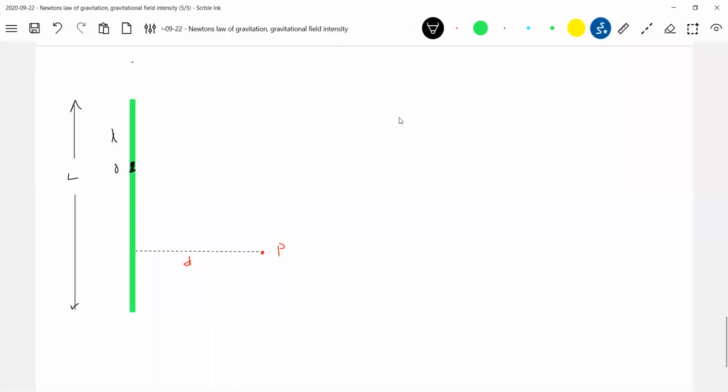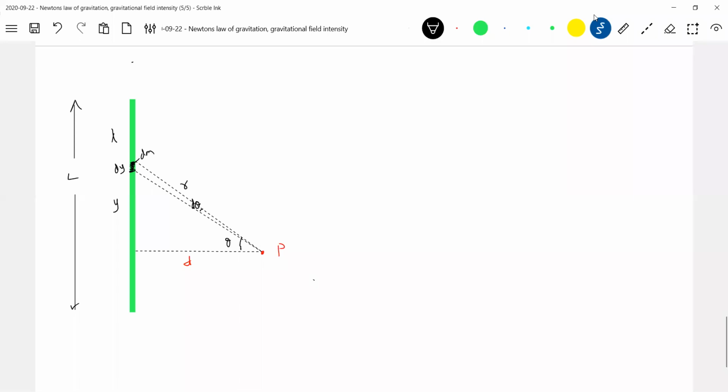So let this be equal to dy, at a distance phi. Let this be theta. This angle subtended, let it be d theta. First, we'll find the field due to this small element. What is the mass of this? dm. Let it be at a distance r.